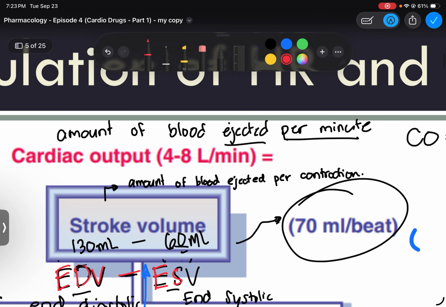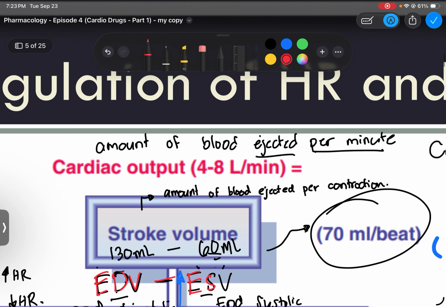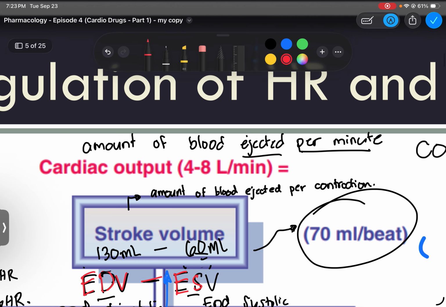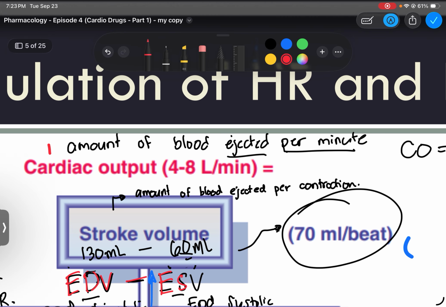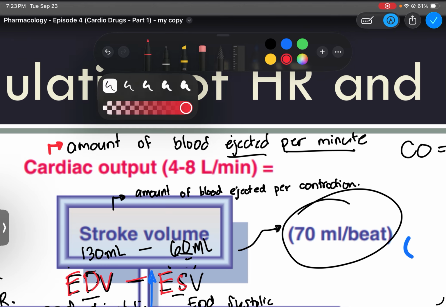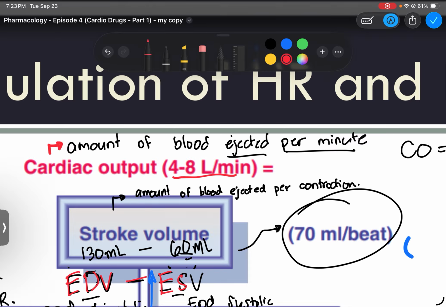Now, let's talk about this first. Let's talk about cardiac output. Now, cardiac output is the amount of blood ejected per minute. Okay? Normally, it is around 4 to 10 liters per minute. However, that is subject to change. Normally it is 4 to 8 liters.